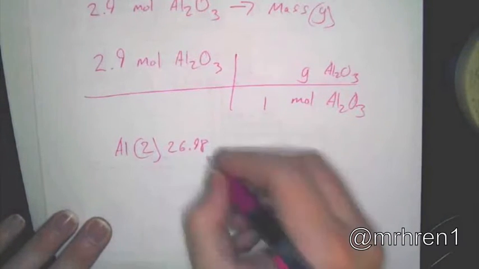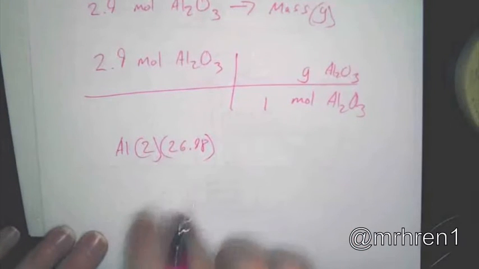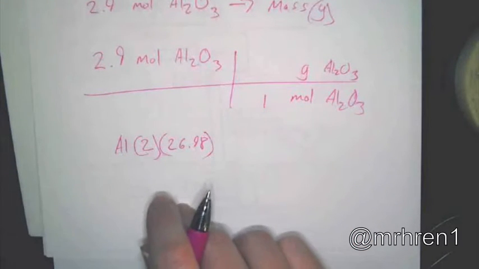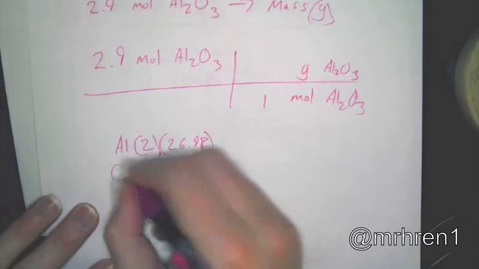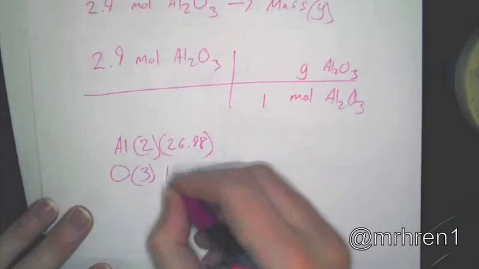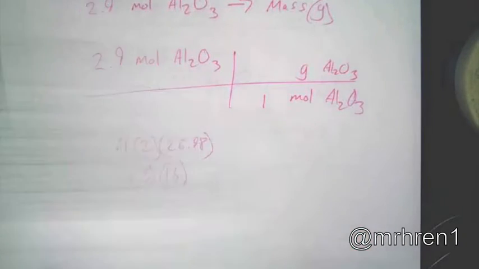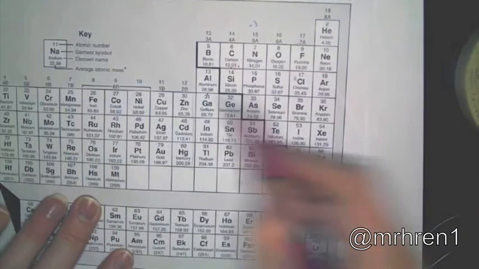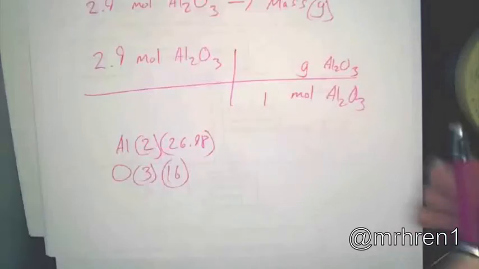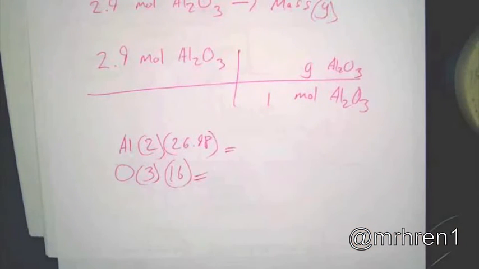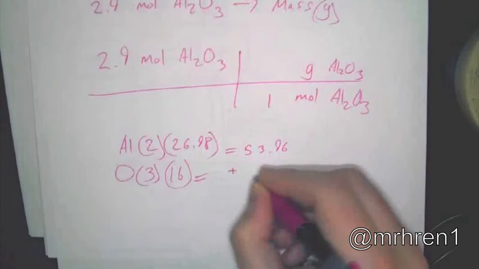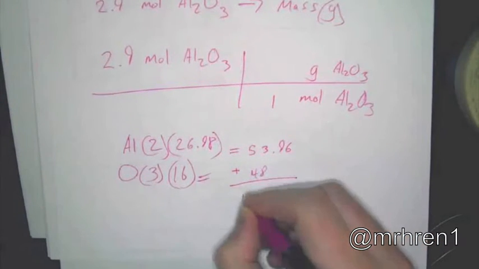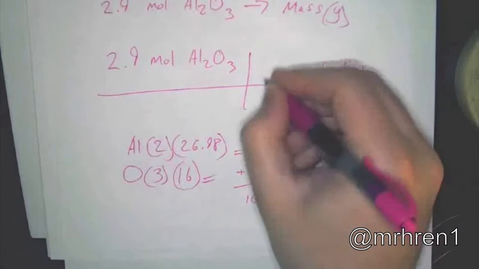Aluminum is 26.98. And you do not need to show this part of the work, just so you know. I'm just doing this to make sure you see it, but you do not have to show this part of the work in your homework. Oxygen is 16 off the periodic table, and in case you're wondering where those numbers are coming from, you add it up, you get 53.96 plus 48, 101.96.